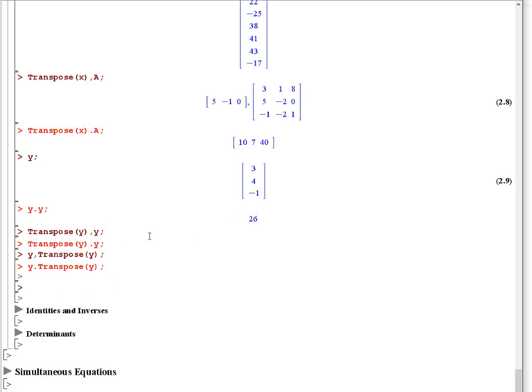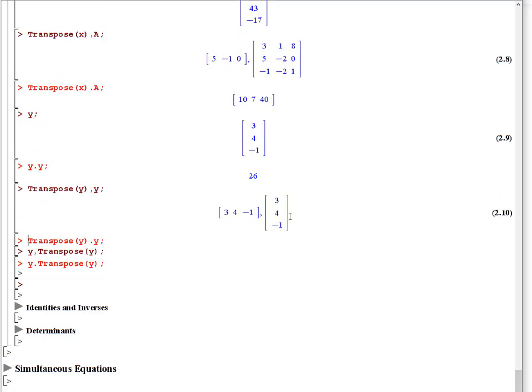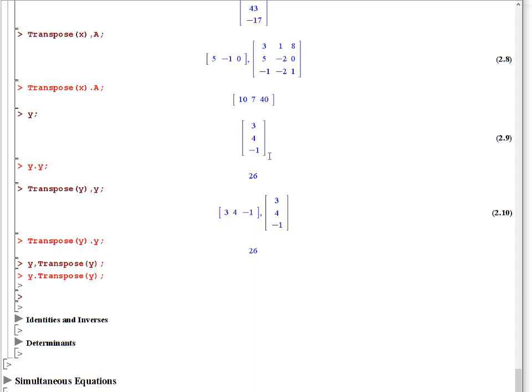But what happens here if I transpose y? I've transposed the first y. When I get the answer to this, what will I get? Will I get a matrix? Will I get a scalar number? How big will the matrix be? Can you visualize what it will be? The answer is, it's just the same as this, 26, because 3 times 3, 4 times 4, negative 1 times negative 1. So if I do this and then use matrix multiplication, it's the same as doing the dot product. You get one single number.